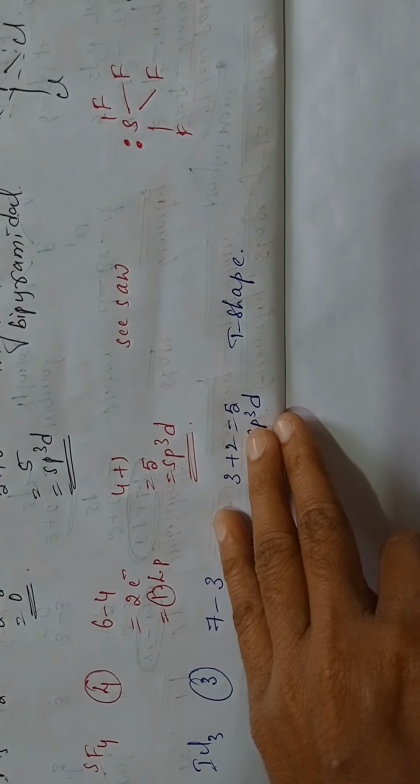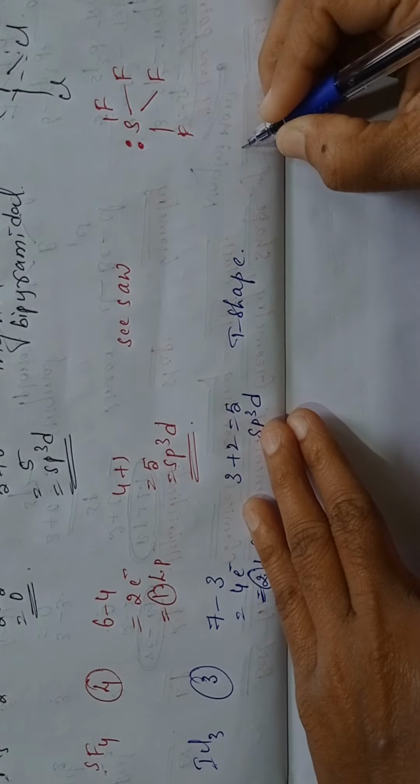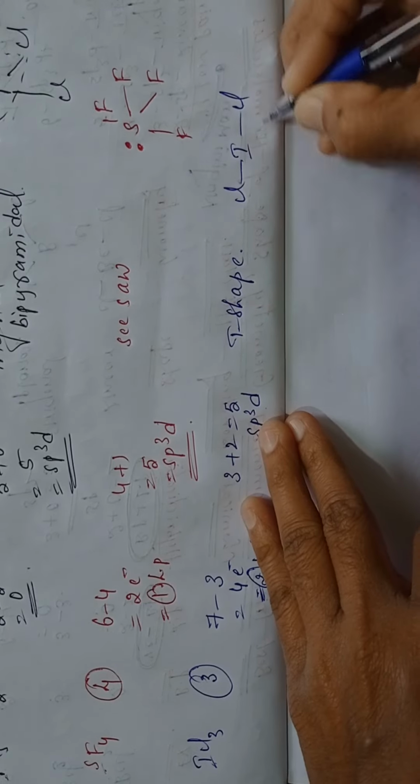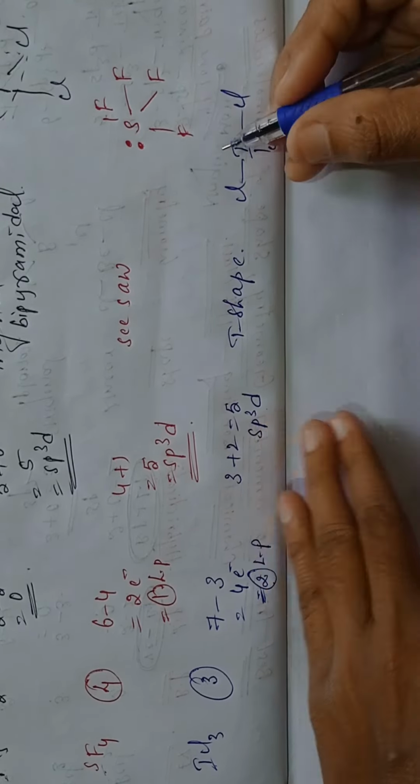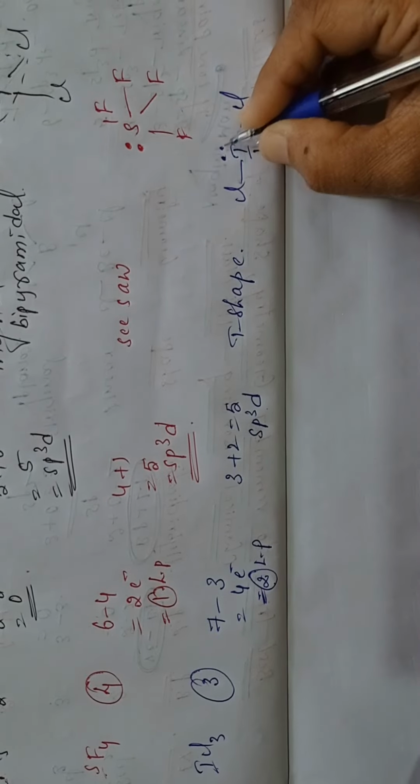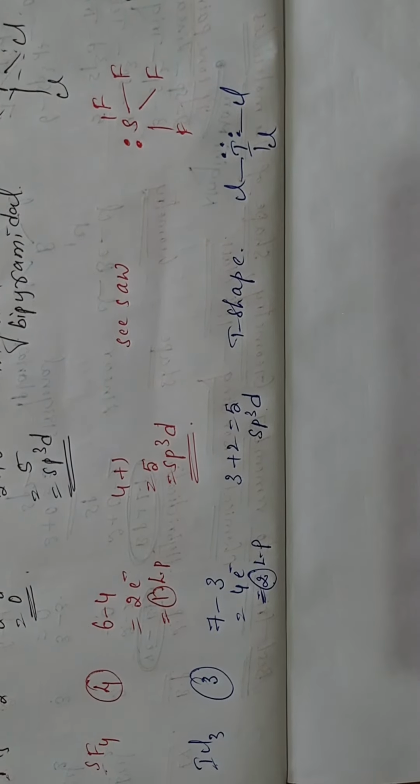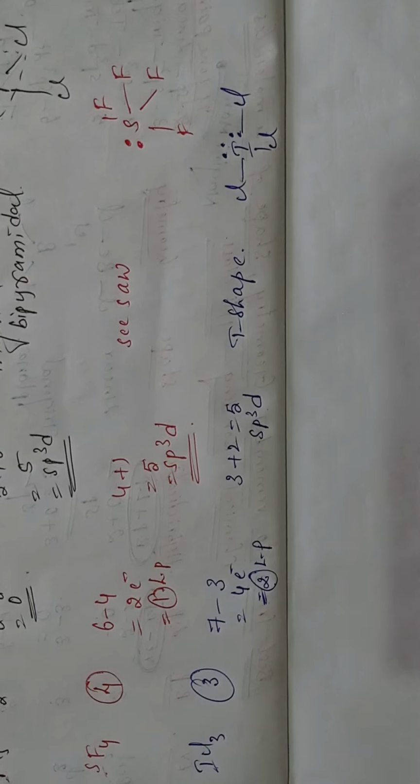How is it a T shape, students? ICl3: this is the T shape. How many lone pairs? 2 lone pairs. Clear? So these are the 2 lone pairs. This is ICl3 with sp3d hybridization.